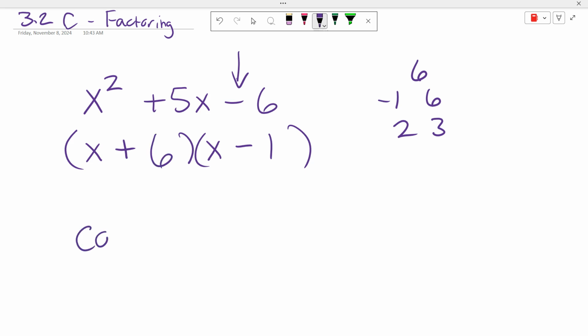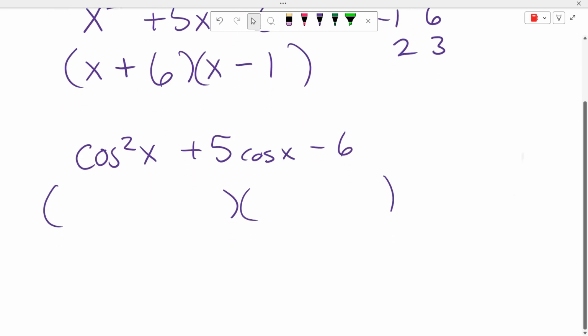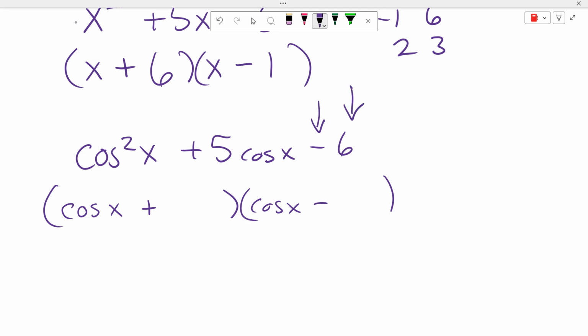So if I had cosine squared of x plus 5 cosine of x minus 6, it is no different. So you split up the cosine. Cosine of x, cosine of x. Signs are opposite, plus and a minus. Factors that multiply to be negative 6, add up to 5. Well, that's a negative 1 and a positive 6. Okay? Same stuff as if there's just x's. So don't freak out when you see sines, cosines, cosecants, secants, and tangents and cotangents.